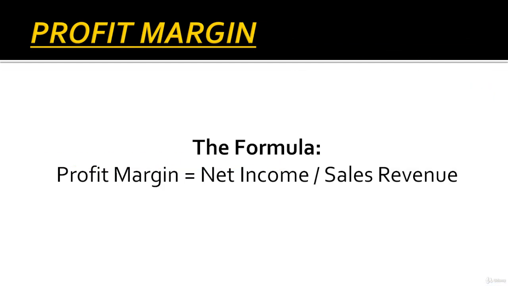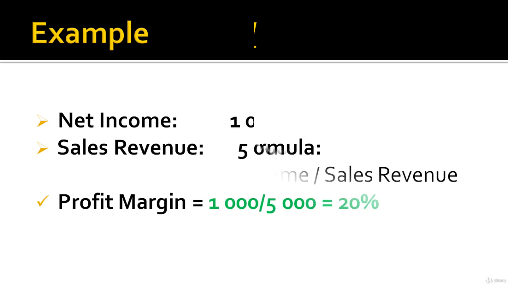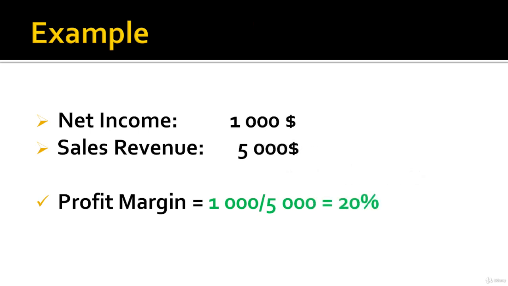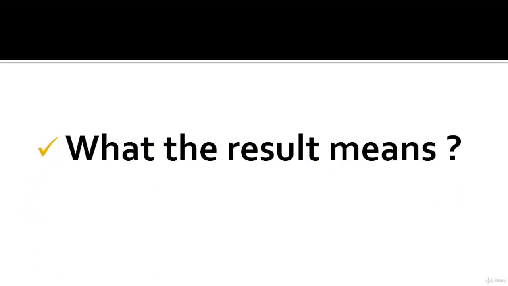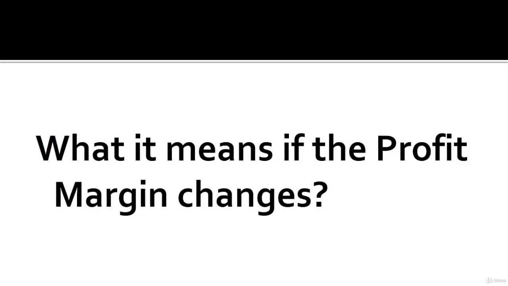To calculate the profit margin, we need to divide the net income by sales revenue. For example, if we have a net income of 1,000 and sales revenue of 5,000, the profit margin is going to be 20%. So now what the result means: if you have a profit margin of, say, 20%, then this means that 20% of your sales revenue ends up as profit and the remaining 80% is used up on expenses over the period. What does it mean if the profit margin changes?